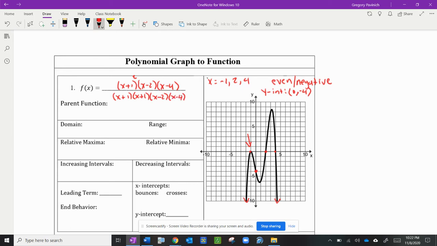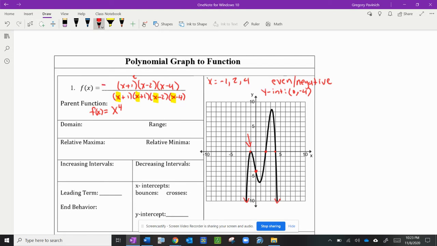So I know my parent function is an x to the fourth function. The parent function is just going to be the highest degree power with nothing attached to it. So the simplest would be x to the fourth. Now what I want to do is just tune everything in. I know that my leading term is negative. Right now, if I multiply all of my x's together, I get x to the fourth. Well, I know at minimum it's got to be a negative x to the fourth because it's opening down. So I'm going to put that right there.